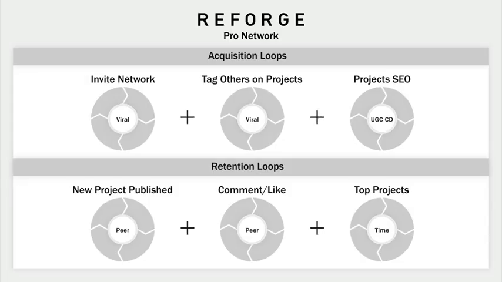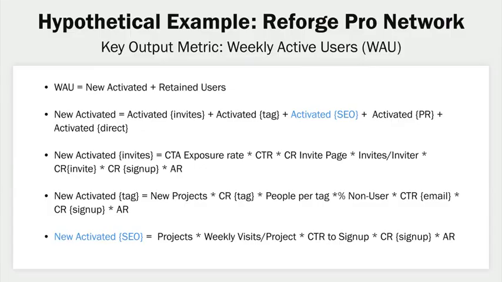To do this, we used a hypothetical example called the Reforged Professional Network, which was a portfolio site for growth professionals. We first laid out our qualitative hypotheses around our acquisition and our retention loops. We then identified our key output and broke it down into all of its individual inputs, and then projected it out for more than 12 months to understand how our quantitative model might play out over time.